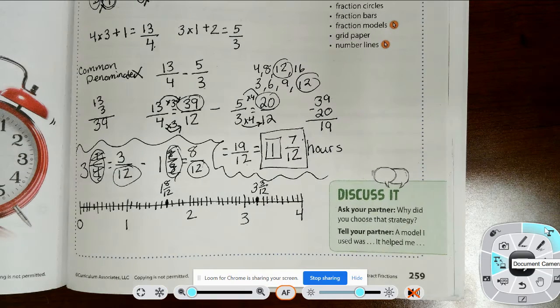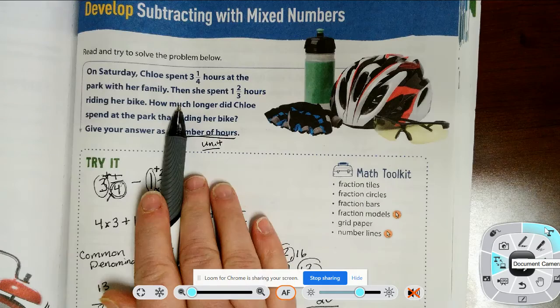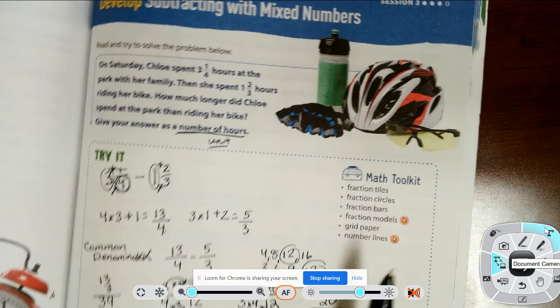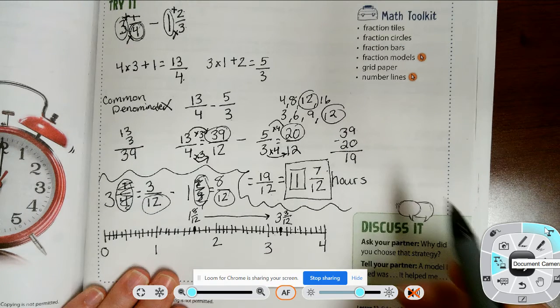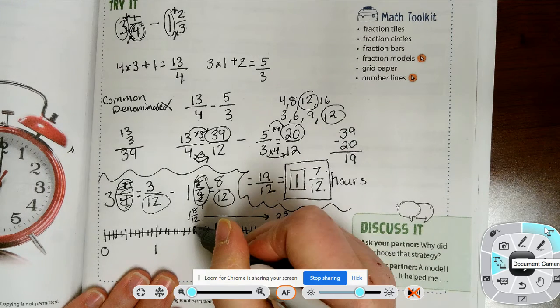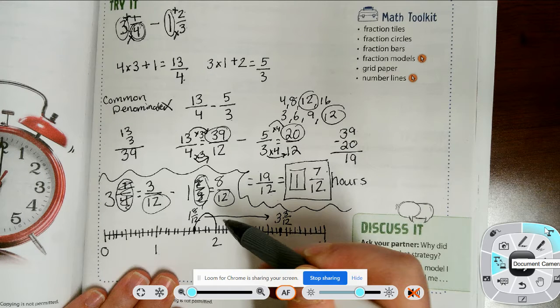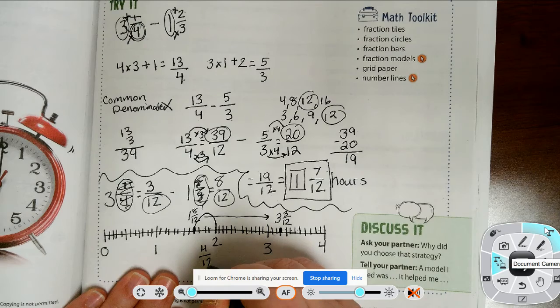So they're asking us to find how long, it says up here, how much longer did Chloe spend at the park than riding her bike? So we have to find the difference, this space in here. So to do that, one way that we can do that is we can count how many 12ths did it take me to get to 2. So it took me 1, 2, 3, 4 12ths to get to 2.